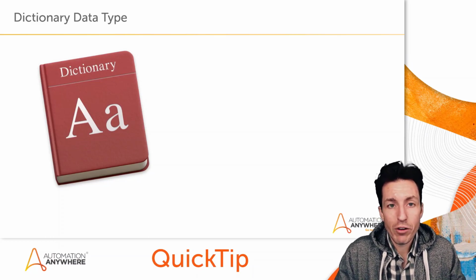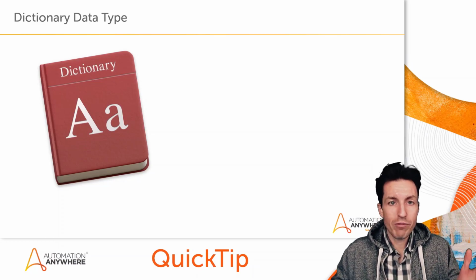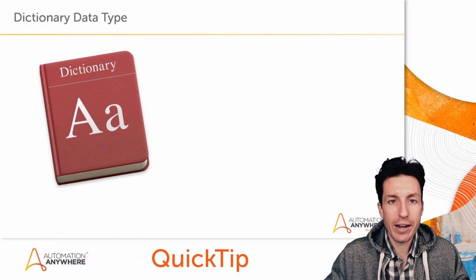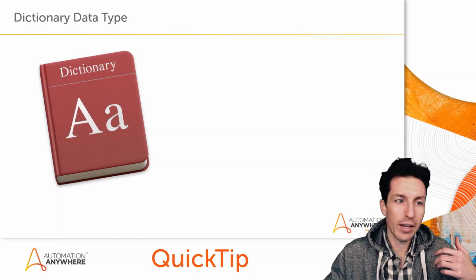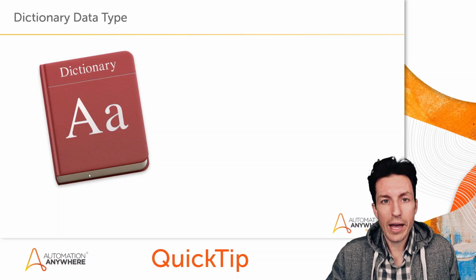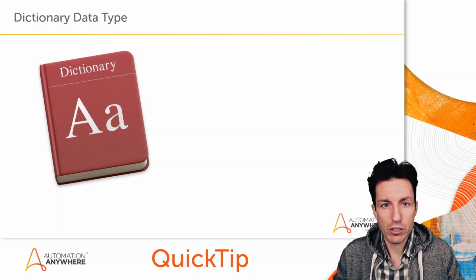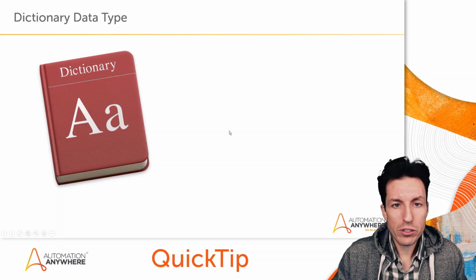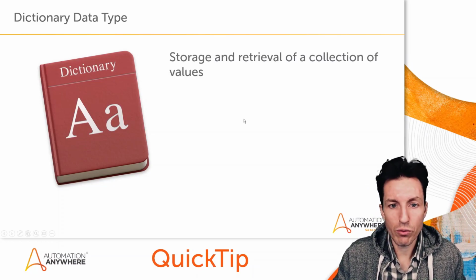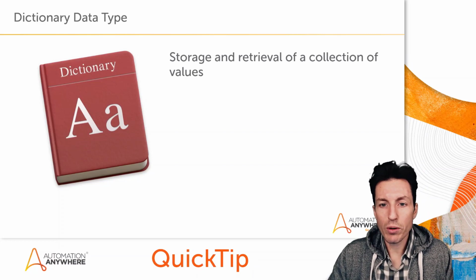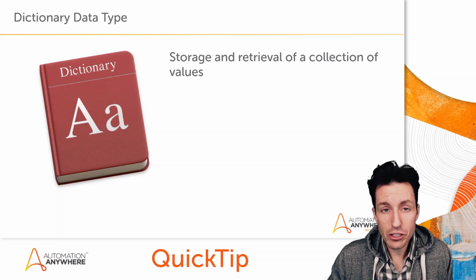So first off, what is a dictionary used for? And notice I've got a picture of a dictionary icon here, right? And that's not just to be a funny play on words. We're going to use that to help us understand exactly what dictionaries are for and how they can be used. Sound good? So let's first take a look at what a dictionary is used for. A dictionary is used for the storage and retrieval of a collection of values.